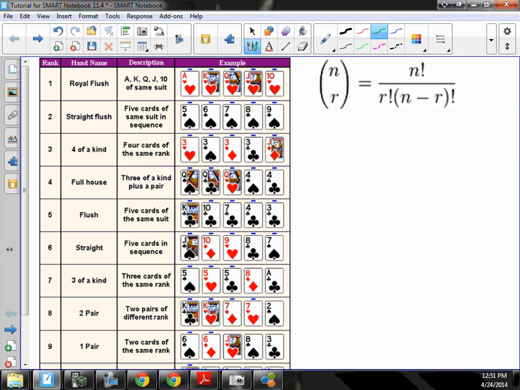Yes. So how many royal flushes? It would be a bad idea to show your cards to other people.